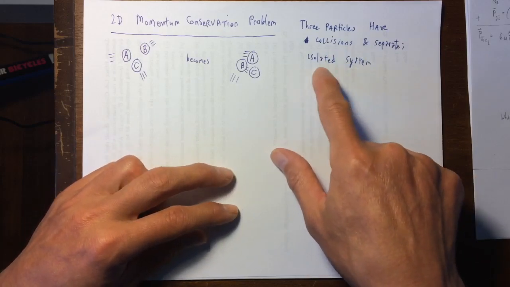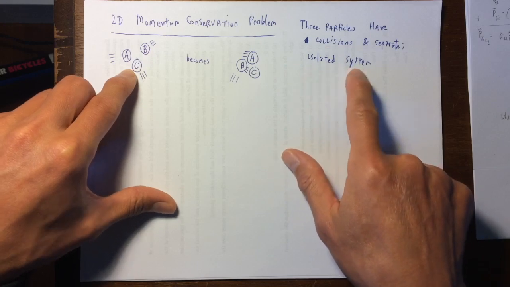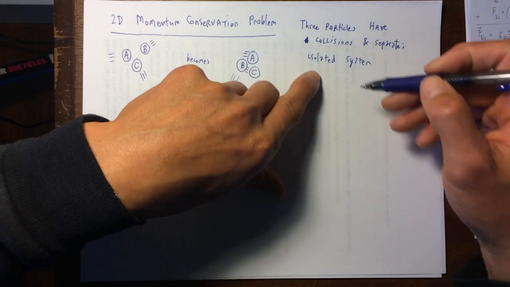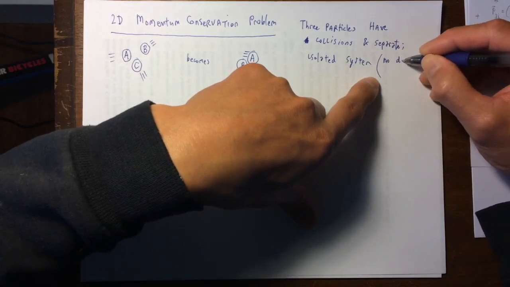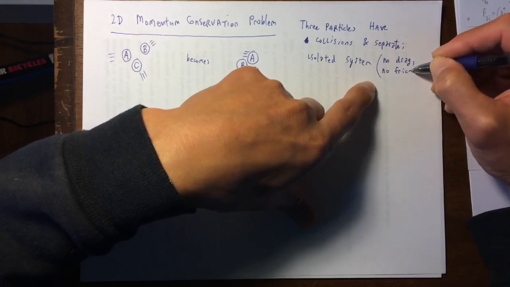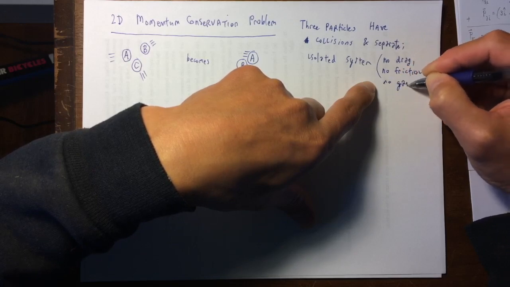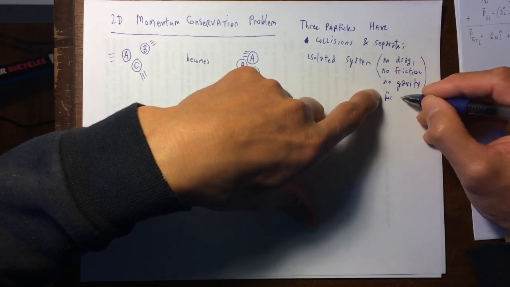But I am going to tell you that this system of particles is isolated completely from any environmental issues. So, for example, no air drag, no friction, no gravity. For example.